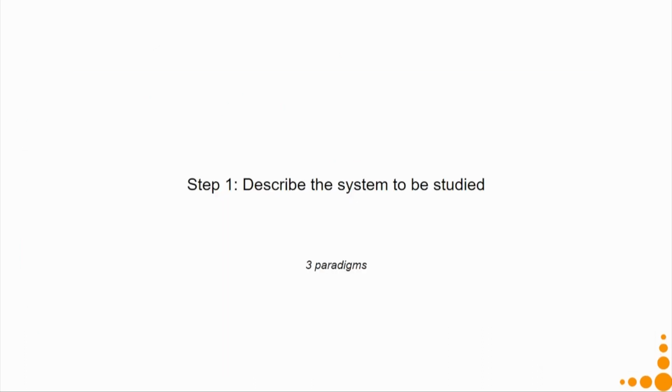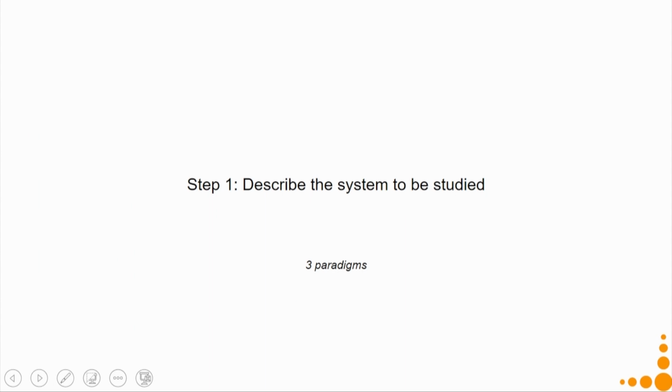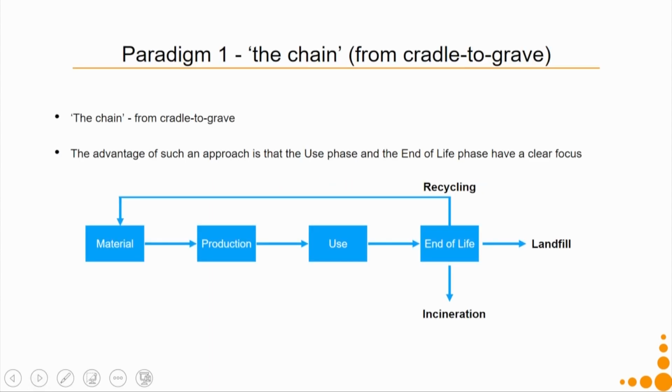So, how do we? So, you saw this example. What we are trying to define somewhere is what is the system that we are trying to look at for my life cycle assessment. So, the first step of doing life cycle assessment is to describe the system to be studied. It can be done in 3 ways or called as 3 paradigms. So, the paradigm 1 is called as the chain, which is from cradle to grave. So, you can see materials.